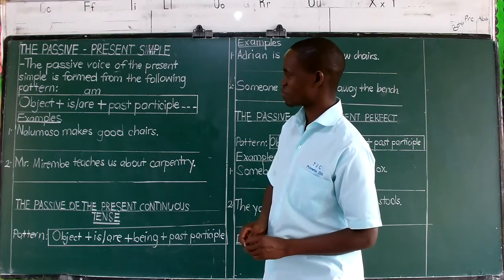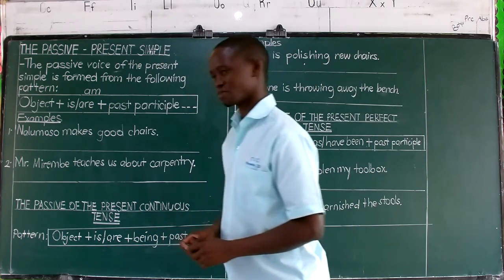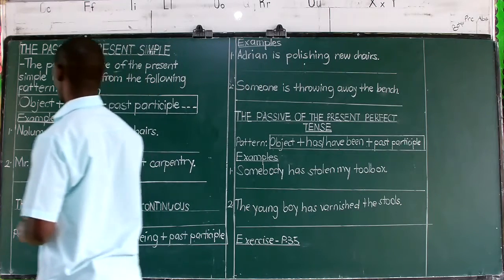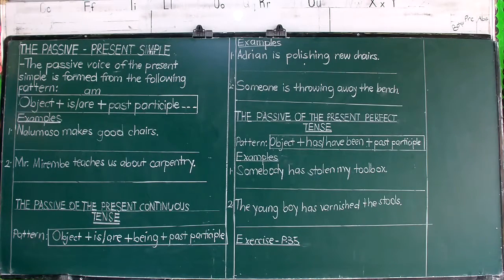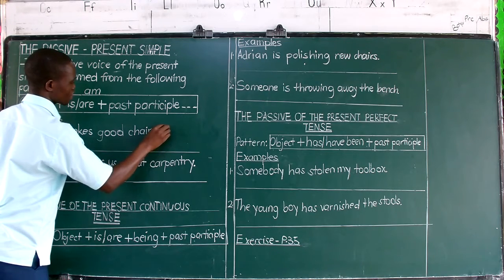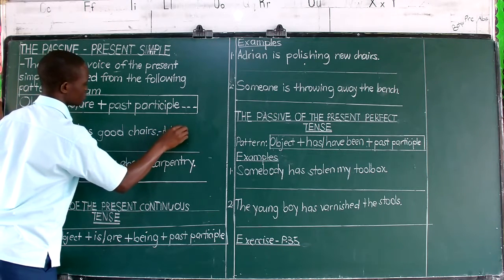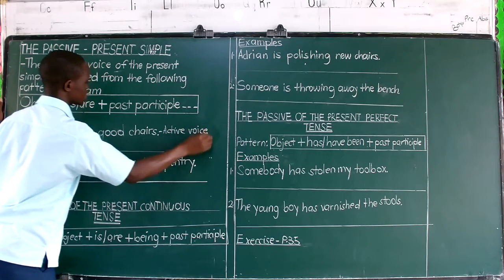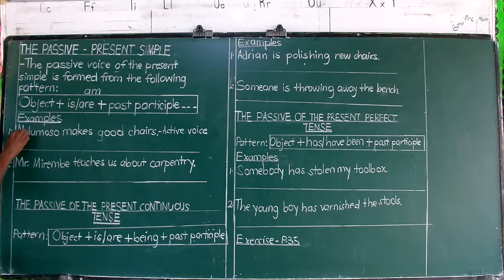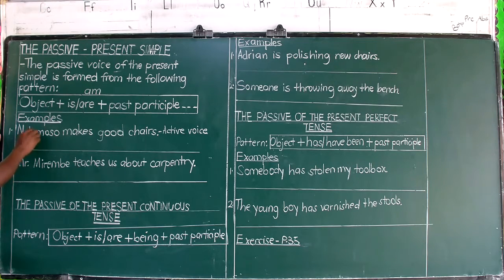We have our examples. Number one is: Nalumoso makes good furniture. Change to passive voice. This one is already in active voice. In the active voice, we begin with the subject. Here the subject or the doer in this sentence is Nalumoso. Nalumoso is the name of the subject in this sentence. And what does the subject do? Because we said the subject is the doer. What does the doer do in this sentence? He makes. And what does he make?